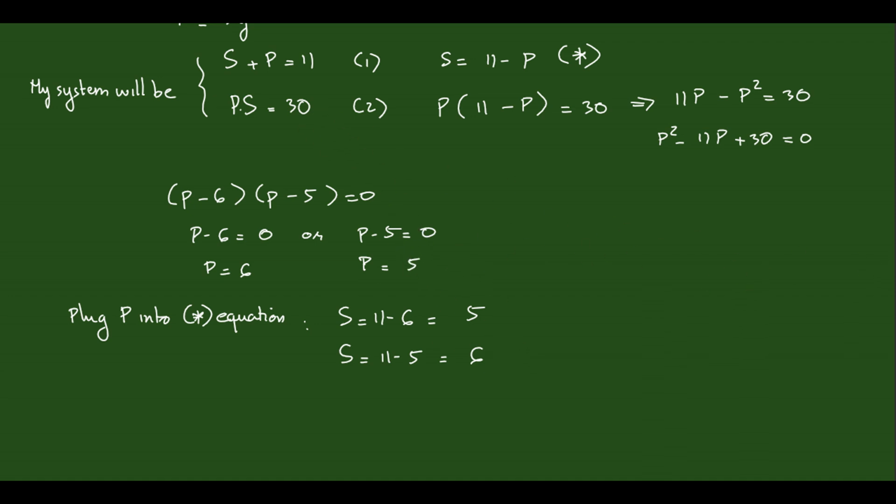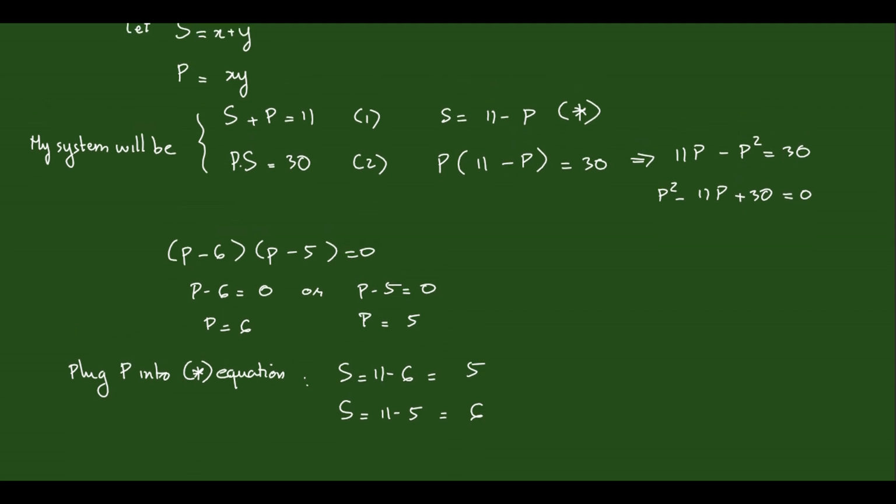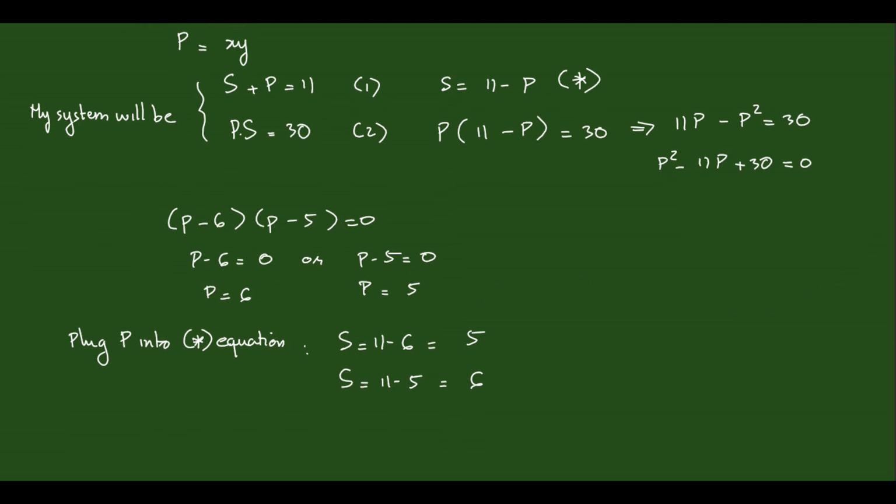Okay, now if s is 5, p is 6, then you're going to plug them back because our goal is to get x and y.